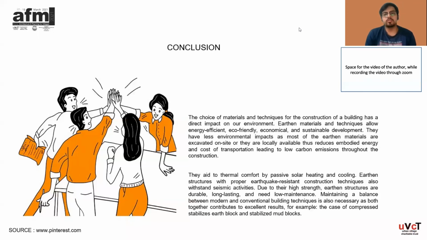Conclusion. The choice of materials and techniques for the construction of a building has a direct impact on our environment. Earthen materials and techniques allow energy efficient, eco-friendly, economical and sustainable development. They have less environmental impact as most earthen materials are excavated on site and are locally available, thus reducing embodied energy and cost of transportation, leading to low carbon emission throughout the construction. They aid thermal comfort by passive solar heating and cooling.